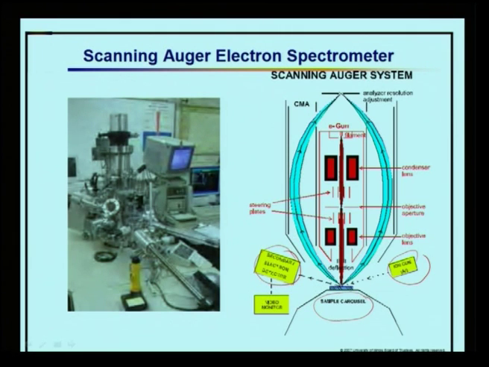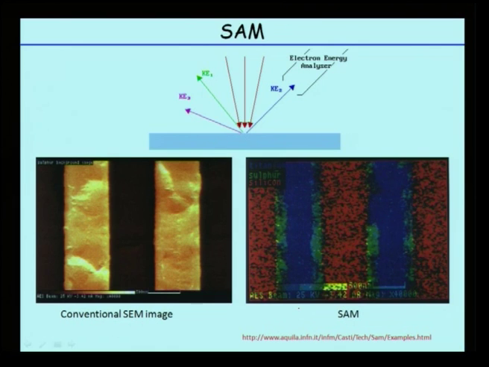The actual picture is shown here, taken from the University of Illinois, which has a facility like this. So what is done here? Let me describe it in a schematic diagram. This is the electron beam falling on the sample surface. You are basically generating KL1, KL3, KL2, different kinds of transitions, electrons of different energies. These can be detected because of the presence of different elements when you scan, and then you can image.